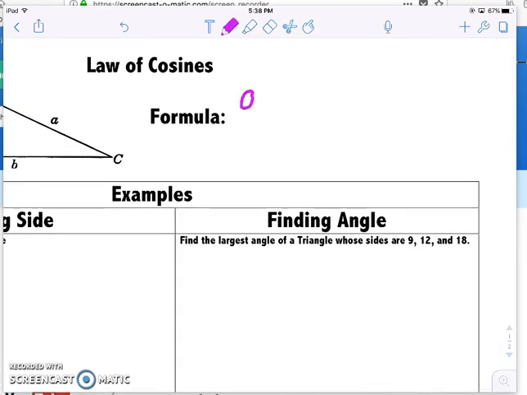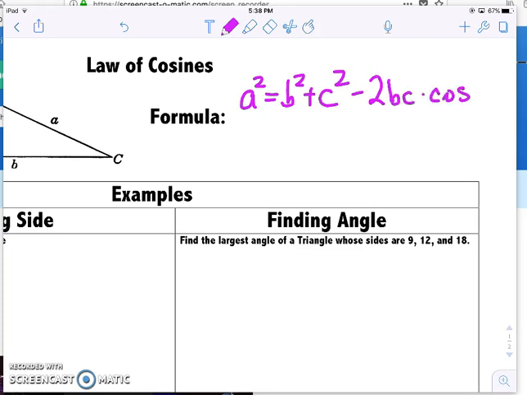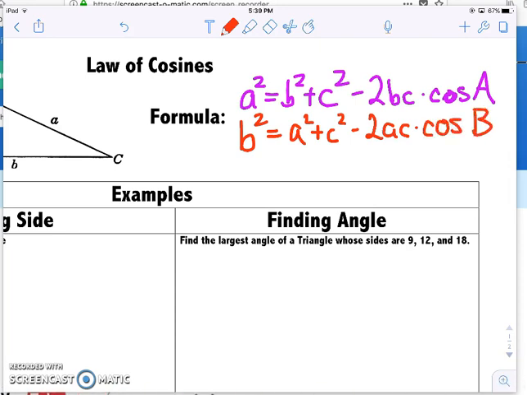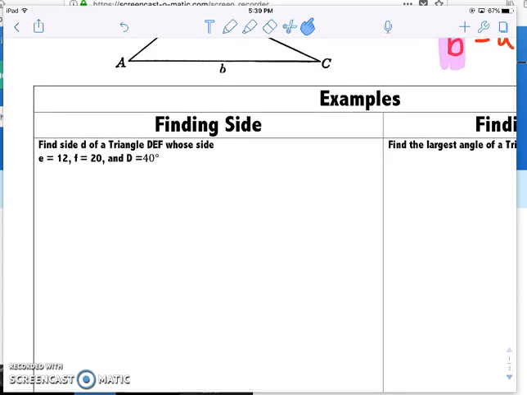So law of cosines is a squared equals b squared plus c squared minus 2bc times the cosine of A. Now remember that all lowercases are sides, capital letters are angles, and we can swap these out. For example, if you were trying to find b squared, instead of b and c, it would equal a squared plus c squared minus 2ac times the cosine of B. The important thing here is this side in front is the corresponding angle of the cosine, and then the other sides are just whatever two sides you have there.